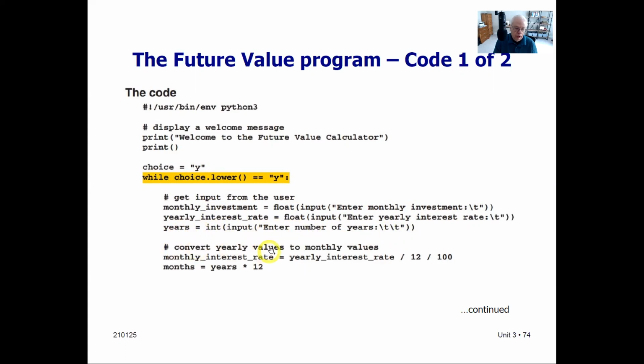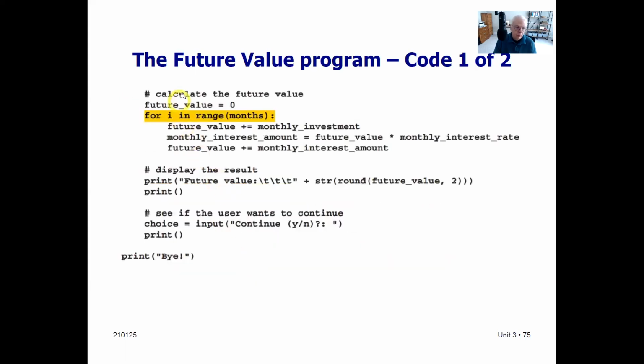And now we're going to start converting some of these numbers. First off, monthly interest rate has to be yearly interest rate divided by 12, and then divide that by 100 because it's a percent. And then months is going to be years times 12. 1 year has 12 months. You would think division? No, no, no. 1 year is 12 months, so we have to multiply that.